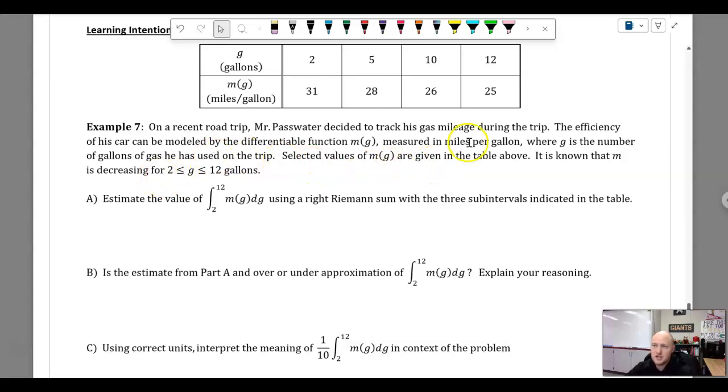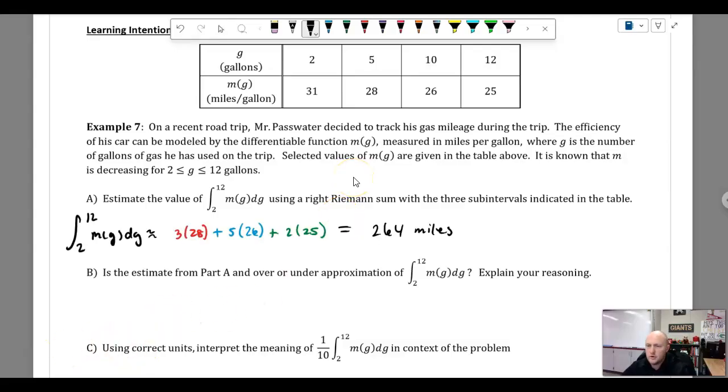Selected values of m of g are given in the table above, and it's known that m is decreasing for 2 to 12 gallons. A. Estimate the value of the integral from 2 to 12 of m of g dg using a right Riemann sum with 3 subintervals as indicated by the table. Go ahead, try this now, see if you can get this. Pause me and we'll check out the answer.